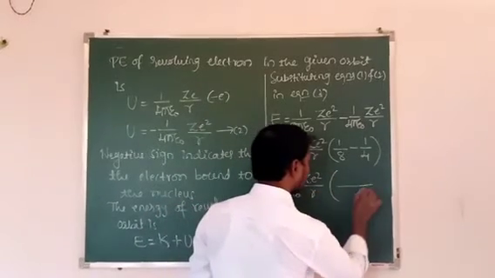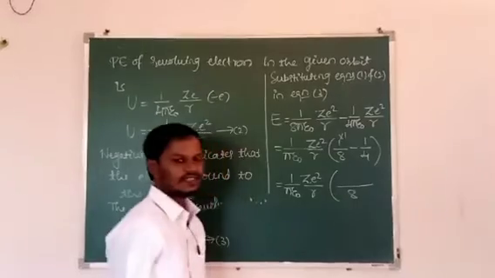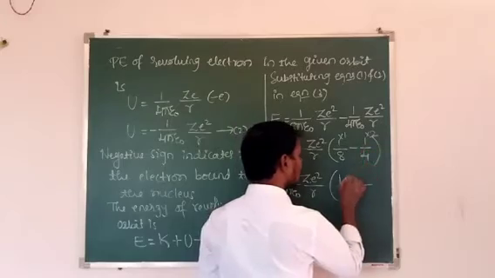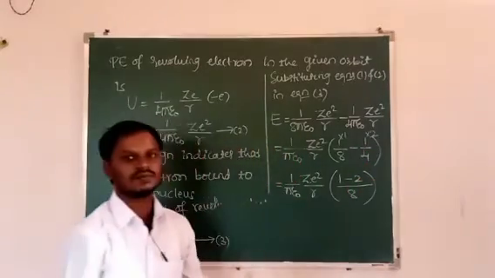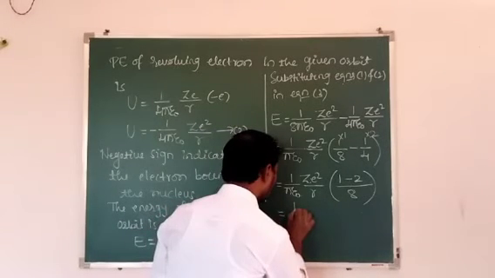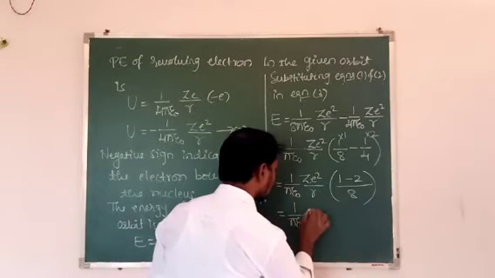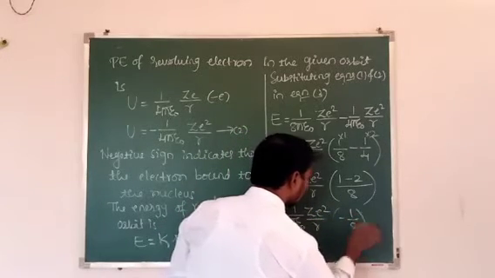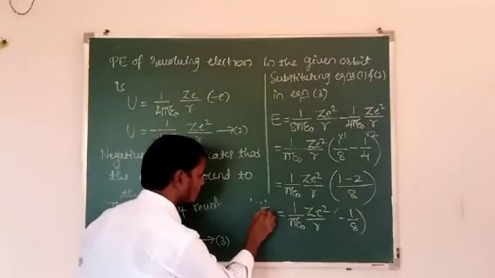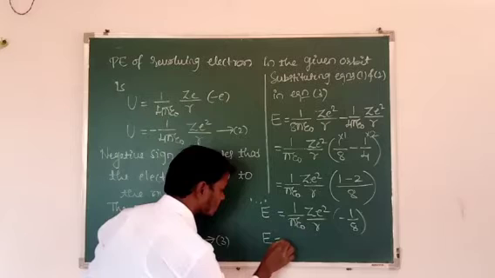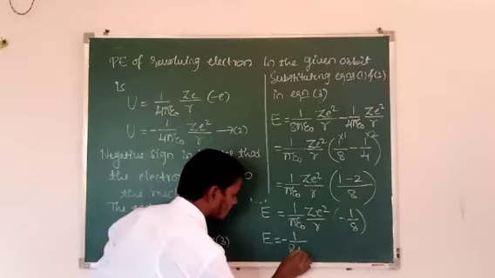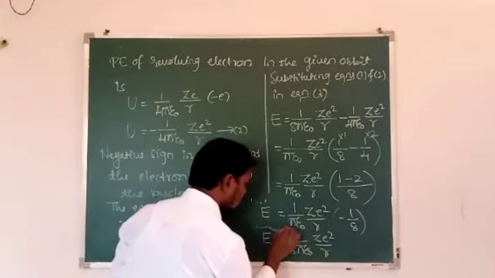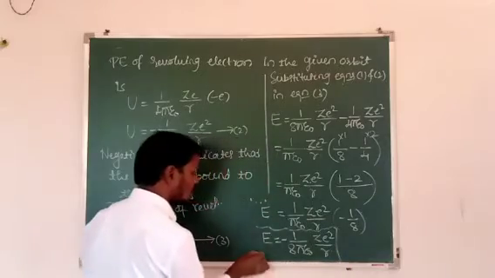Then LCM is 8. Then 8 ones are 8 and 4 twos are 8. Then 1 into 1, 1, 2 into 1, that is 2, minus 2. Then 1 minus 2, that is minus 1. Then it is 1 by pi epsilon naught Z square divided by R, then it is minus 1 by 8. Then this equation can be written as E is equal to minus of 1 by 8 pi epsilon naught Z square divided by R.